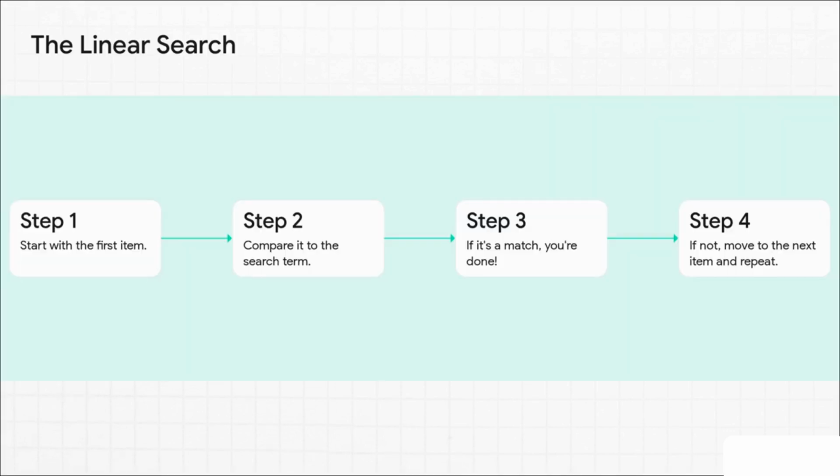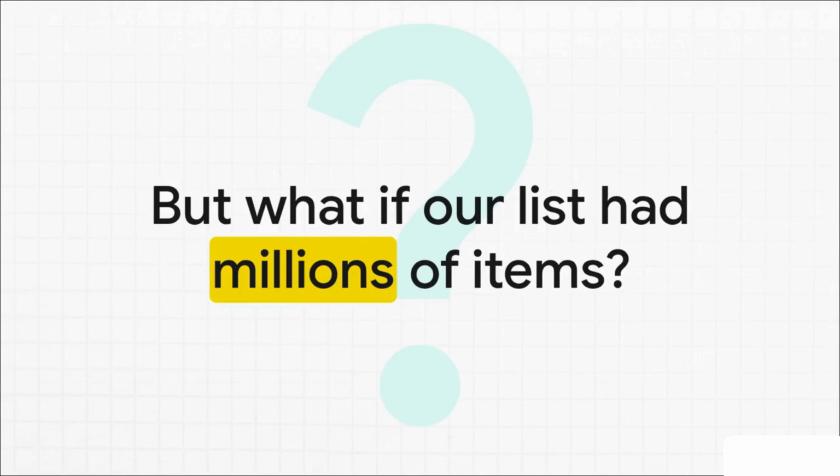The process here is dead simple. You start at the beginning of the list. Is this my atom? Nope. Okay, move to the next one. Is this my atom? Still no. And you just keep going down the line until you either find it or you run out of atoms to check. You know, for our little Atom Finder program, this method works just fine.